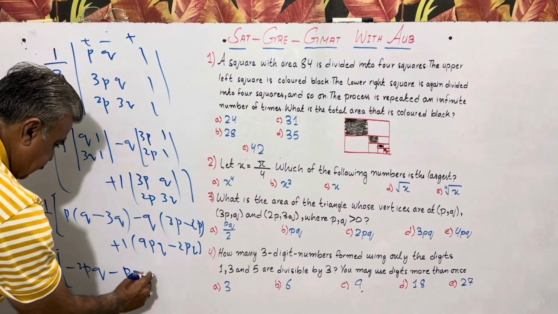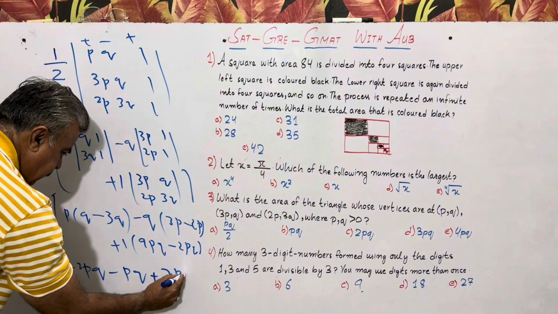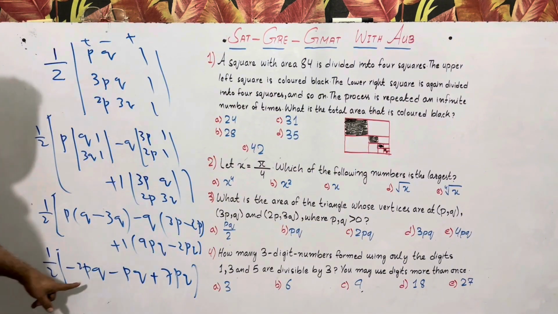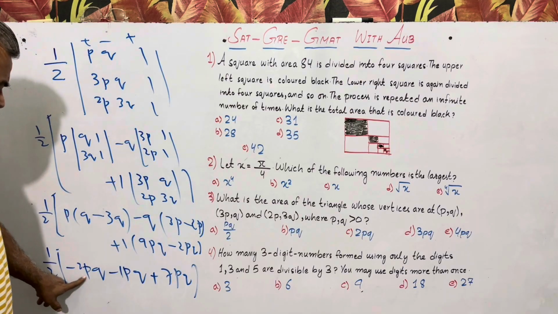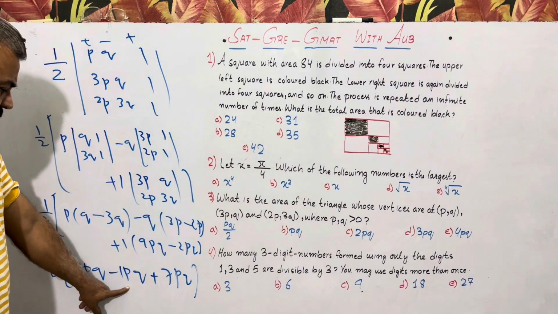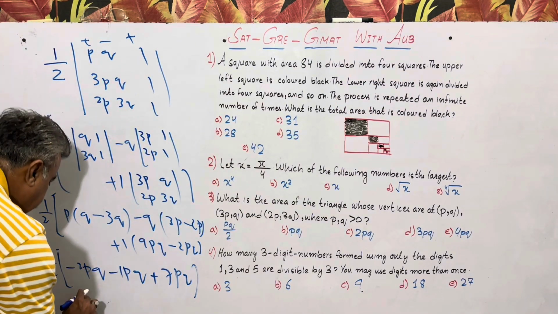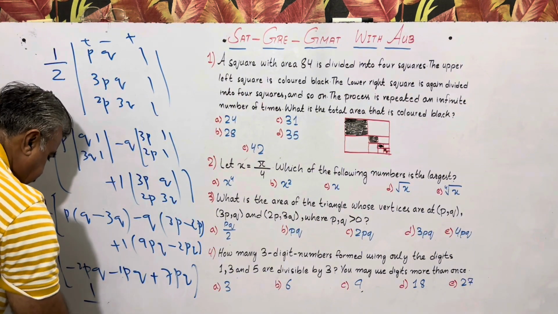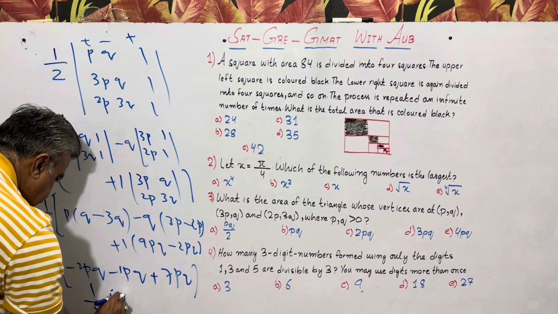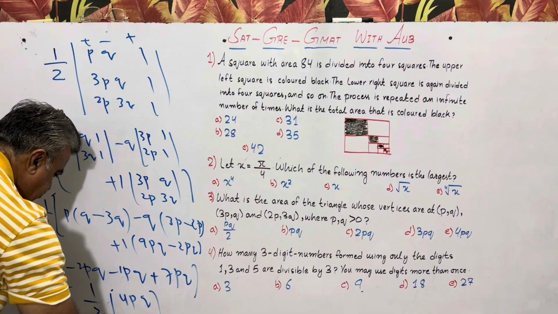9pq minus 2pq, that's our 7pq. Minus 2 and minus 1 becomes minus 3. So minus 2pq, minus 1pq, minus 3pq, plus 4pq, plus 7pq. Minus 2pq, minus 1pq, plus 7pq, we are left with 4pq. Applying the table.